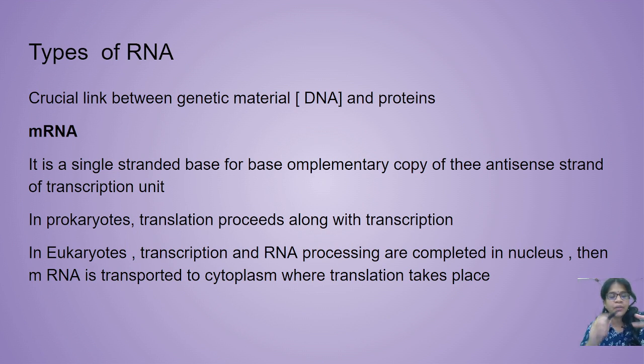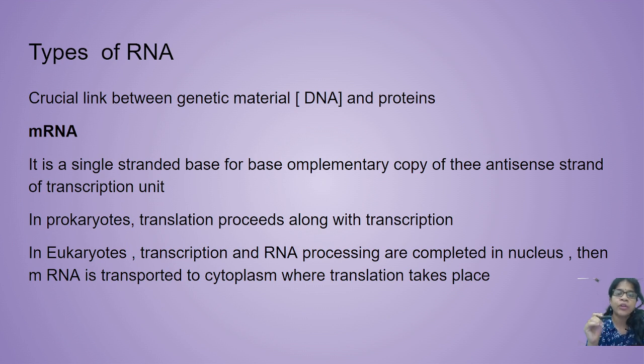For example, DNA has two strands, a sense strand and an antisense strand. This antisense strand acts as a template for the production of mRNA. So we can simply say mRNA is a sense RNA that is produced from the antisense strand of DNA. That is what you call mRNA. It is a single stranded base complementary copy of the antisense strand of the transcription unit.